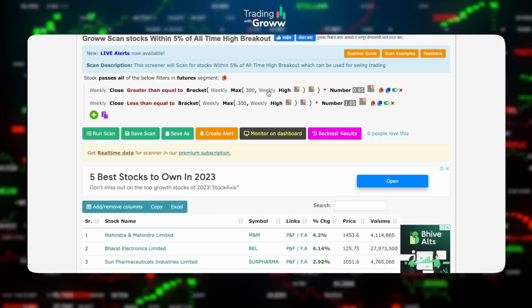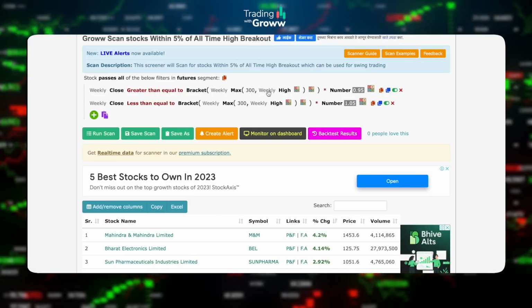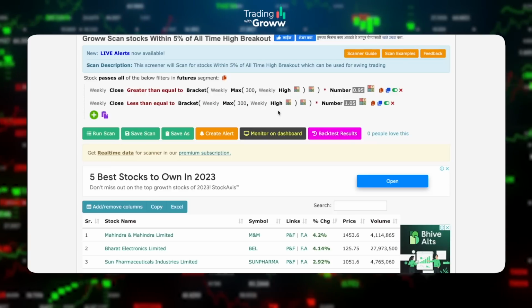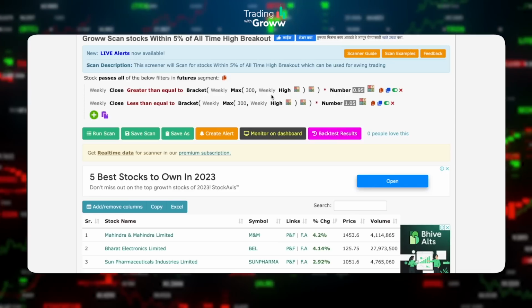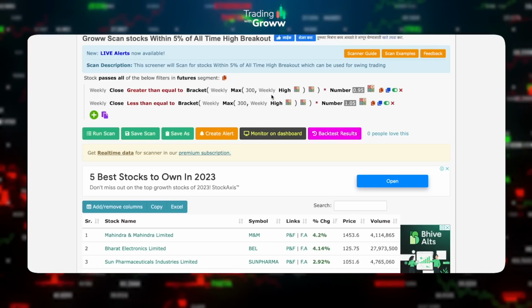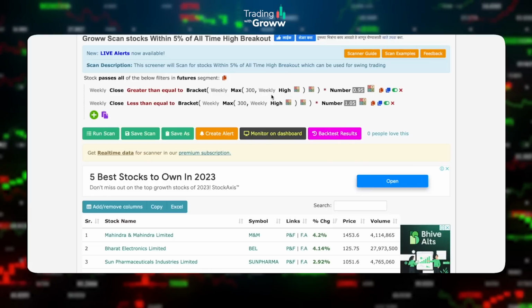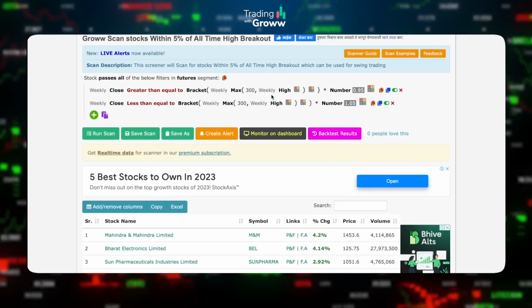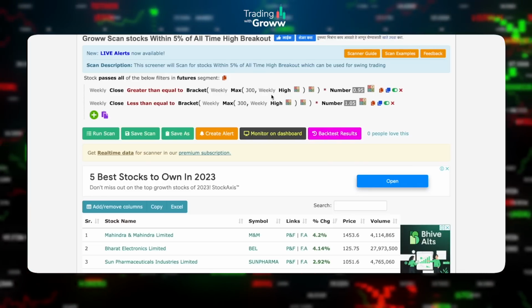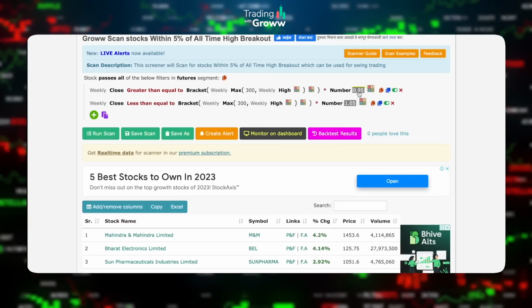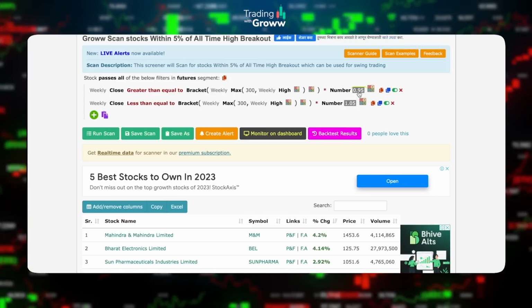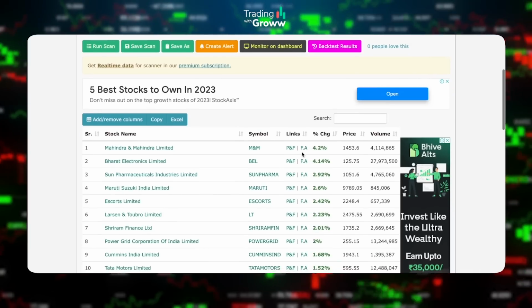The listed condition is nothing but: look for stocks where the weekly close price is the highest in the last 300 weeks. A 52-week high is 1 year, so 300 weeks is much longer. So it's kind of a multi-year breakout. Find out the last multi-year high price and check if the stock is trading within 5% of the multi-year high, the all-time high price. Then look for stocks that satisfy those conditions.